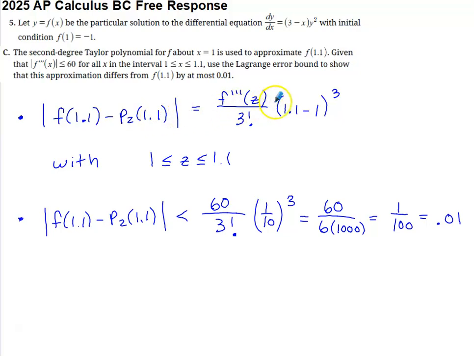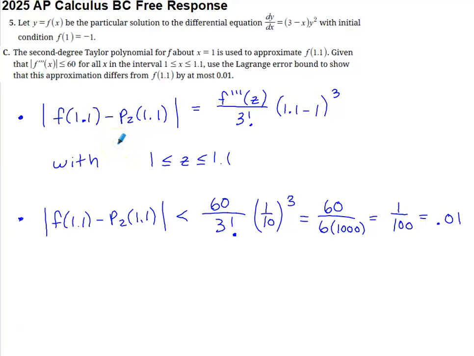So 1.1 is going in place of where you would normally see an x in that formula, minus where the polynomial is based, raised to the third power. Taylor's remainder says that there's some value z that sits between 1 and 1.1 that makes up this error perfectly. It's difficult to find that exact value of z.